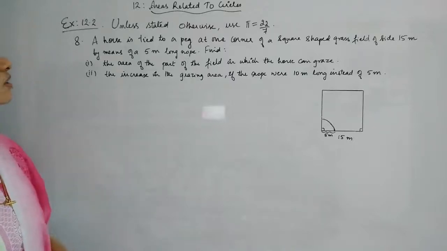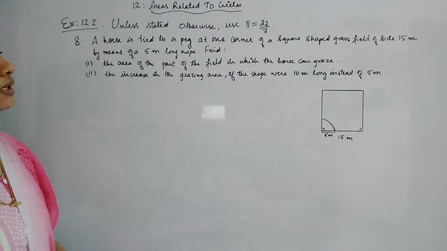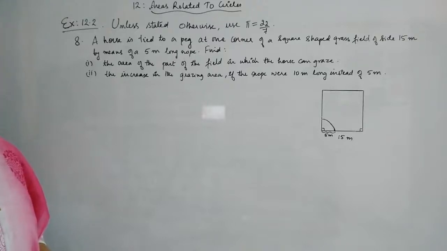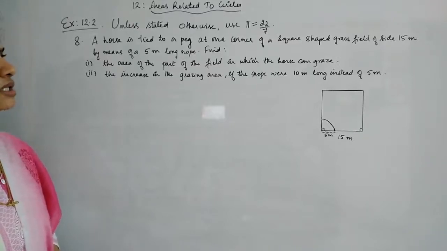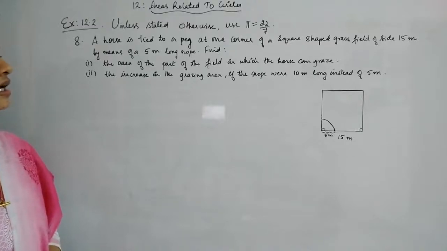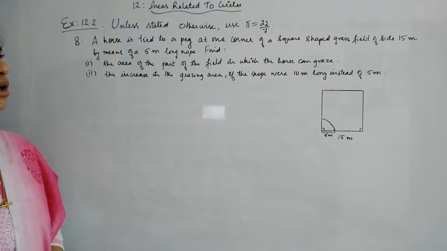Question number 8 is: a horse is tied to a peg at one corner of a square shaped grass field of side 15 meter by means of a 5 meter long rope. Find the area of the part of the field in which the horse can graze, and the second one is the increase in the grazing area if the rope were 10 meter long instead of 5 meter.